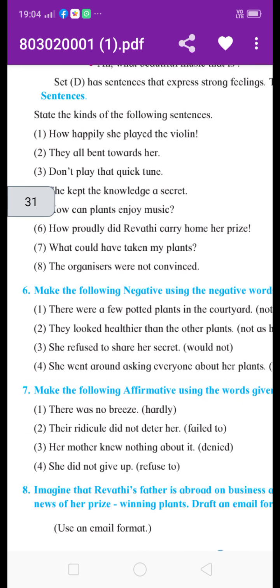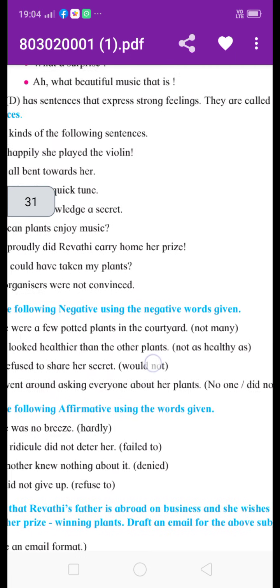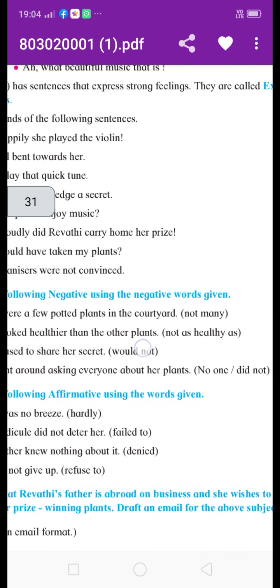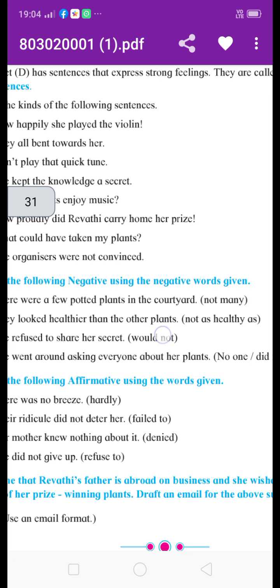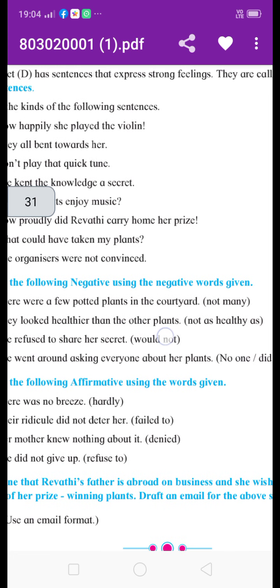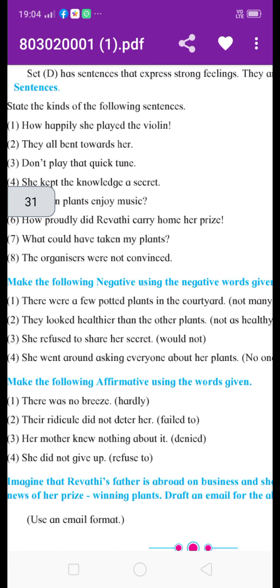Okay. Next, make the following negative using the negative words given. Within the brackets there are given some negative words. With the help of these, you have to write the negative. But before that, you have to know how to convert a negative sentence into affirmative or affirmative into negative. For that you have to keep some rules in mind. I am going to tell them, you have to see.